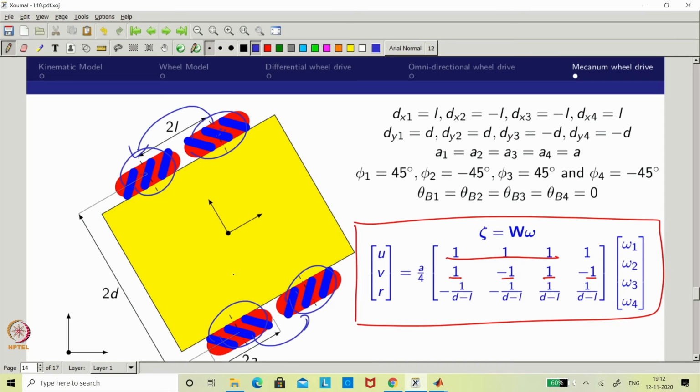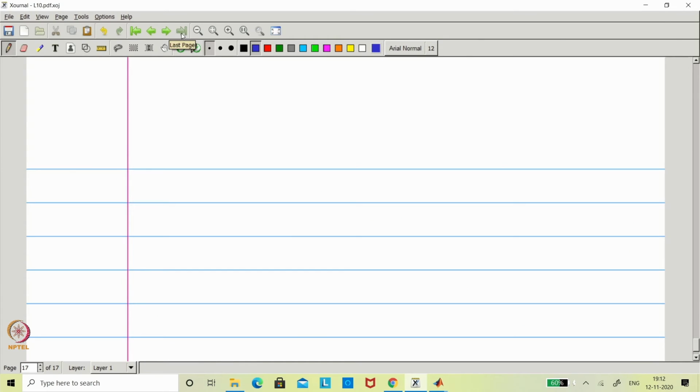So now we will move forward, as I said already. I will give one simple example of the special drive, and then we will move forward. Let me see how we can do it.